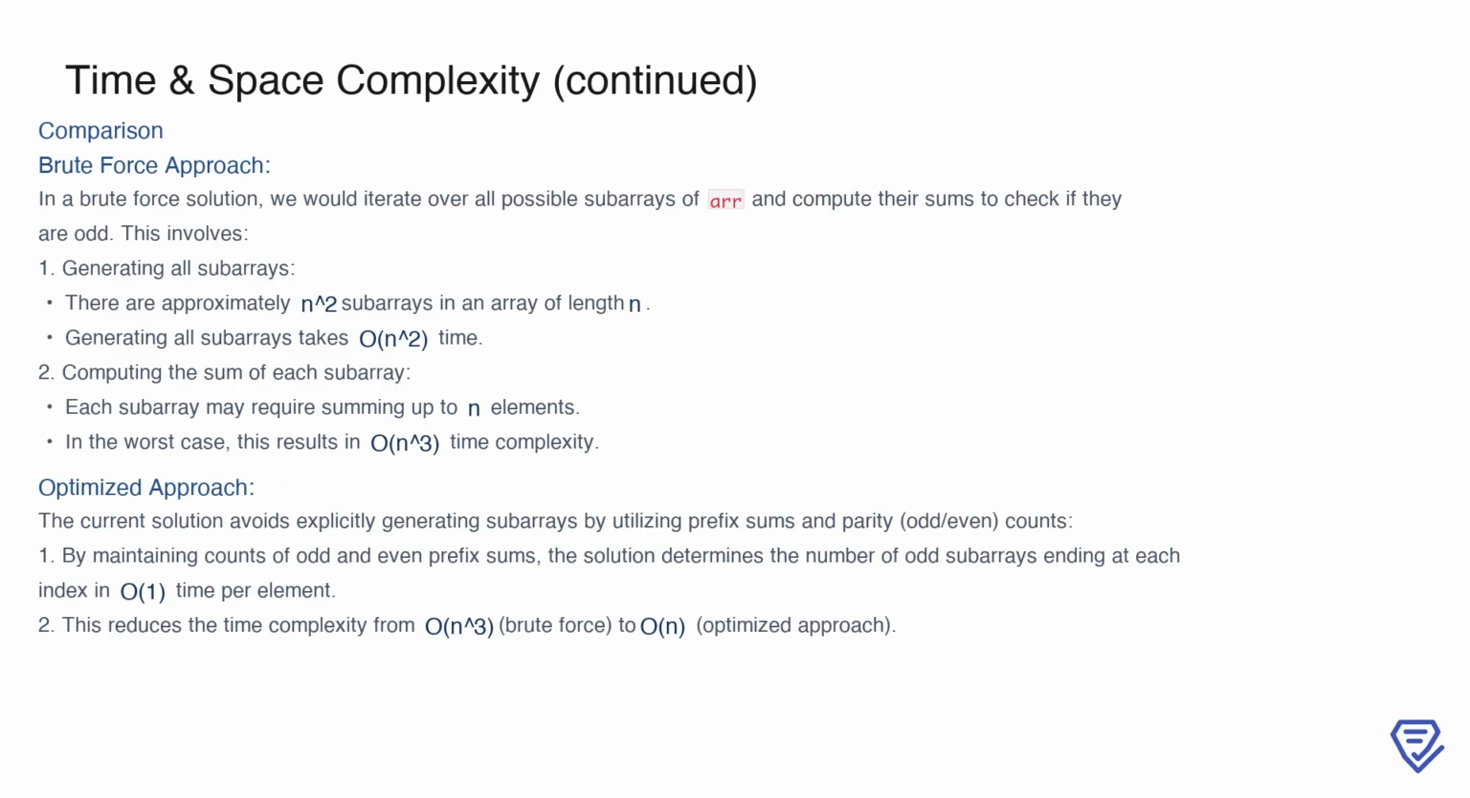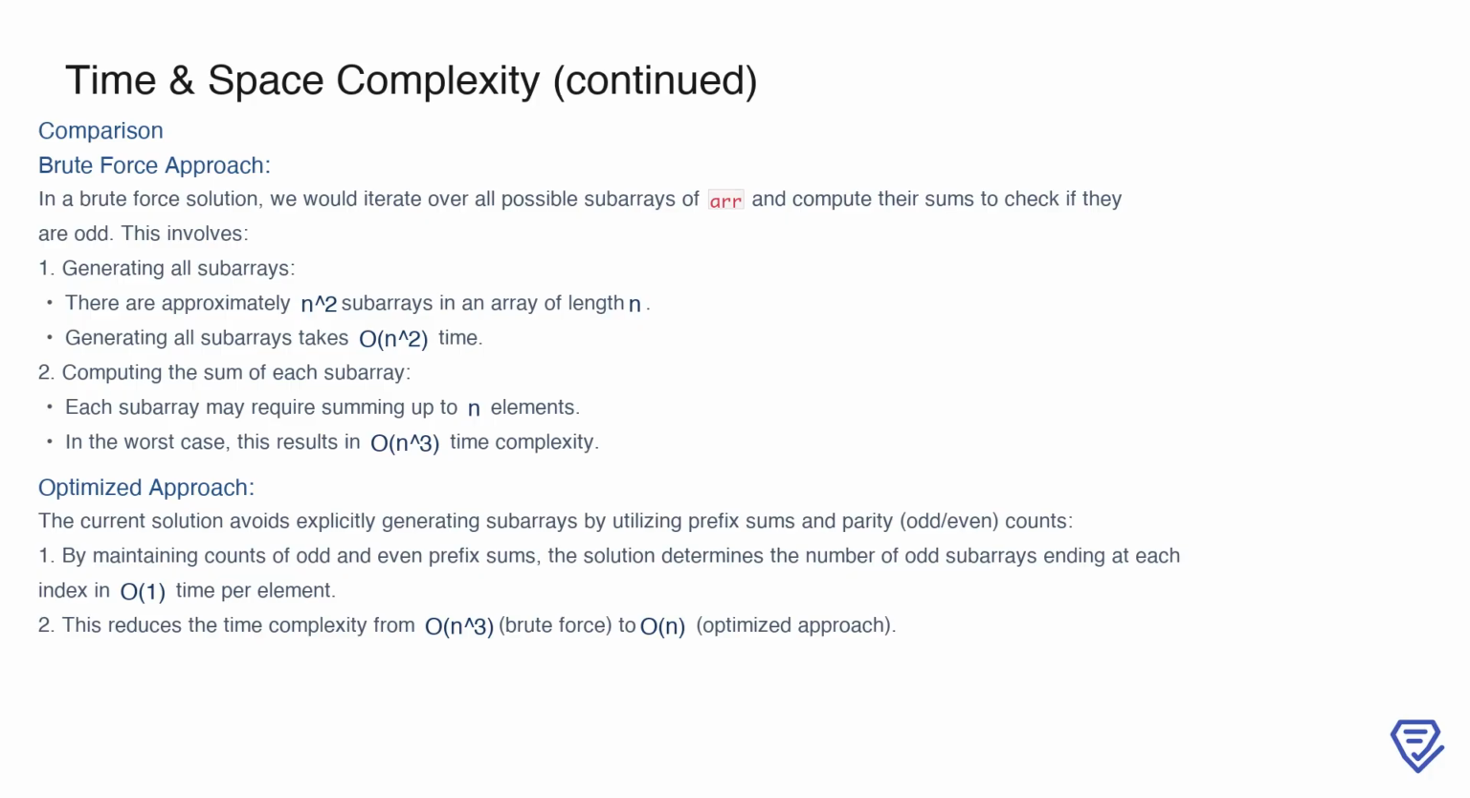To understand the efficiency of this optimized approach, let's compare it with a brute force solution. In a brute force method, we would generate all possible subarrays of the input array and calculate their sums to check if they are odd. This is computationally expensive because the number of subarrays in an array of length n is approximately n squared. Generating all these subarrays alone takes n squared time, and computing the sum of each subarray adds another layer of complexity. In the worst case, summing up to n elements for each subarray results in an overall time complexity of n cubed. By contrast, the optimized approach avoids explicitly generating subarrays.